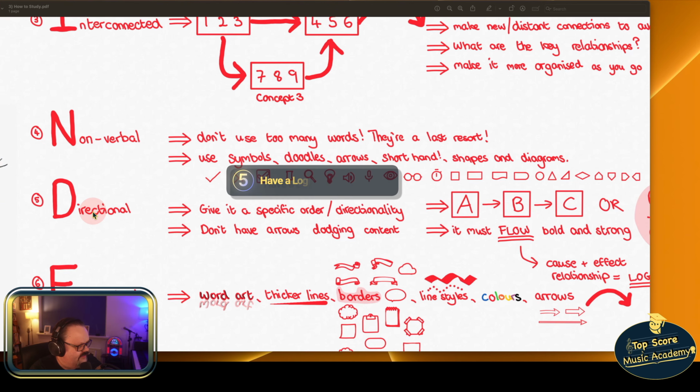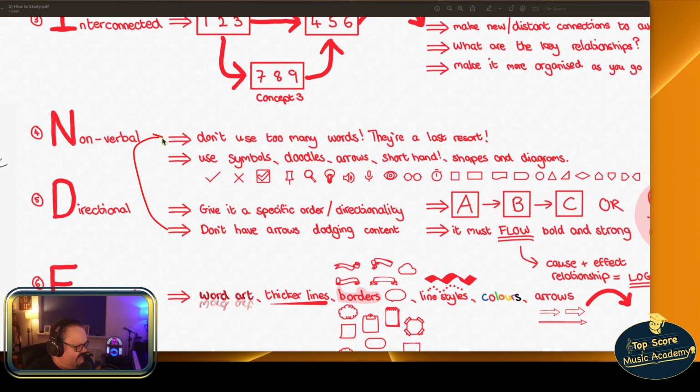Give your mind maps directionality as well. Use some sort of direction. Give it a specific order. Don't have arrows dodging content. Like if I wanted to relate this part here to say this, I wouldn't do an arrow like that and dodge all this stuff in between.